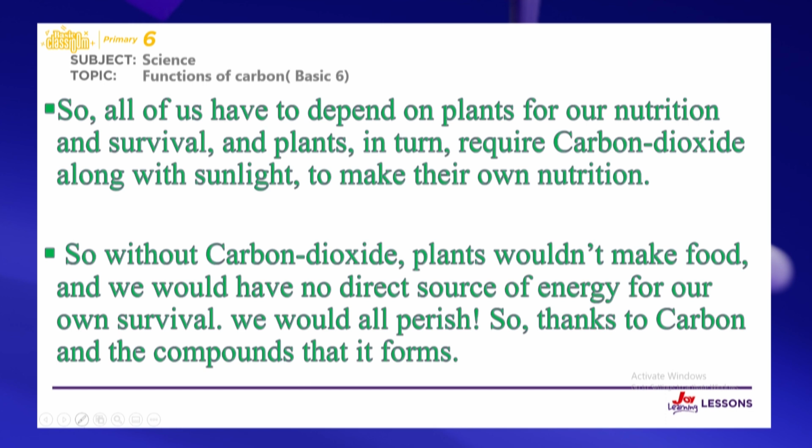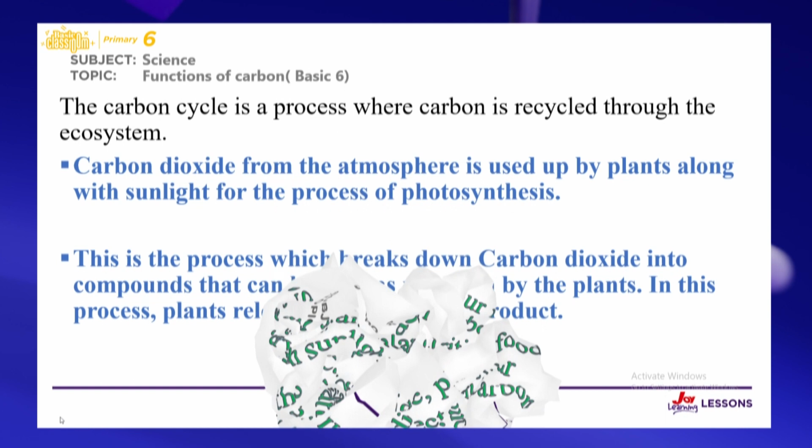And plants in turn require what? Carbon dioxide, along with sunlight, to make their own food. So plants use carbon dioxide, which is carbon and oxygen. Without carbon dioxide, plants wouldn't make food and we would have no direct source of energy for our own survival. Without plants preparing their food, we cannot get any food to depend on and life will perish on this earth. And that is why carbon is so important.